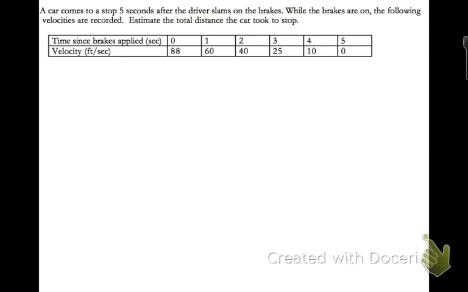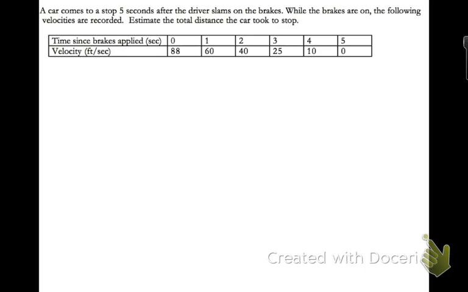Here in part 2, we're going to look at applying the idea of Riemann sums to some tables of data. In the first one, a car comes to a stop 5 seconds after the driver slams on the brakes. While the brakes are on, the following velocities are recorded to estimate the total distance the car took to stop.